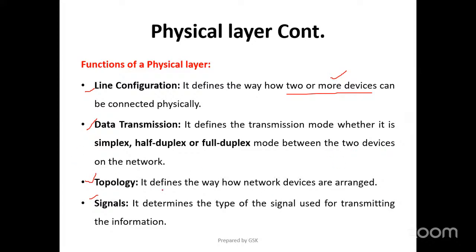Topology. Yesterday we covered what topology is and what the different types of topologies are. All of this can be done in the physical layer only. Topology is nothing but how we are organizing or arranging the cables or devices. Signals: it determines the type of signal used for transmitting the information.